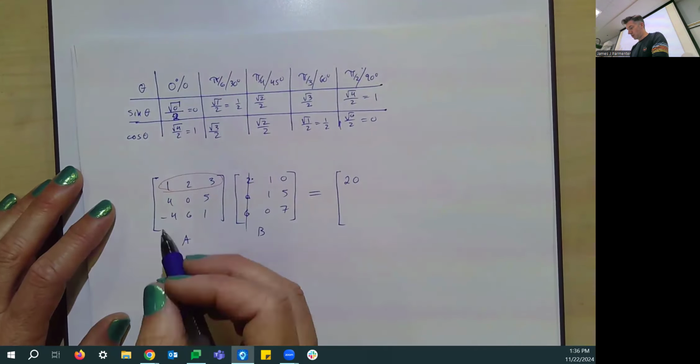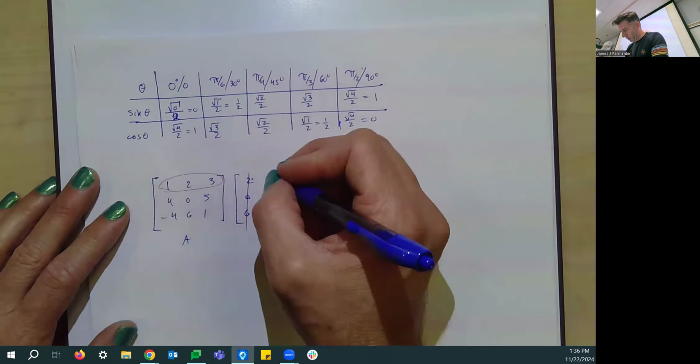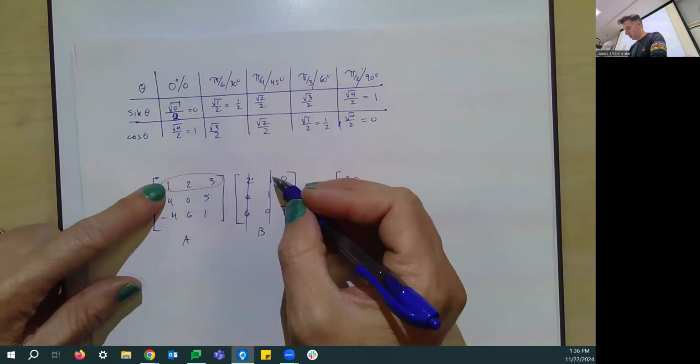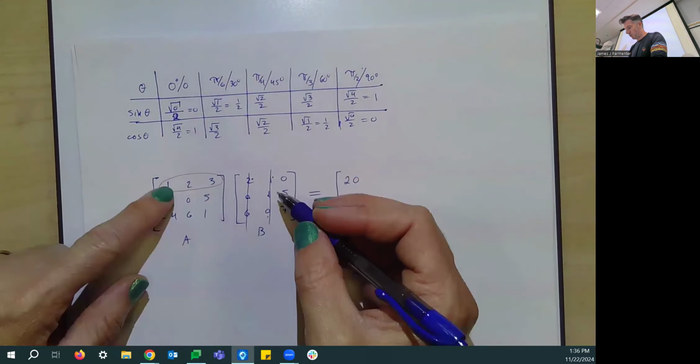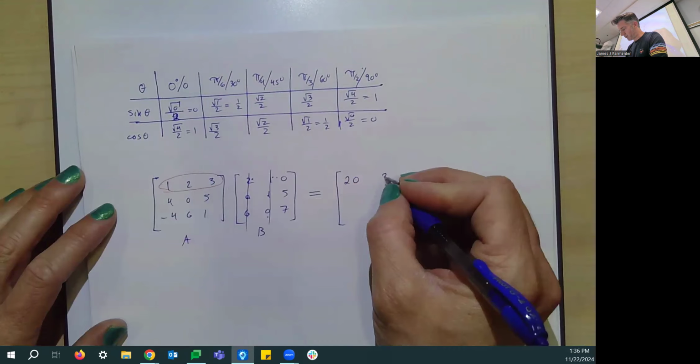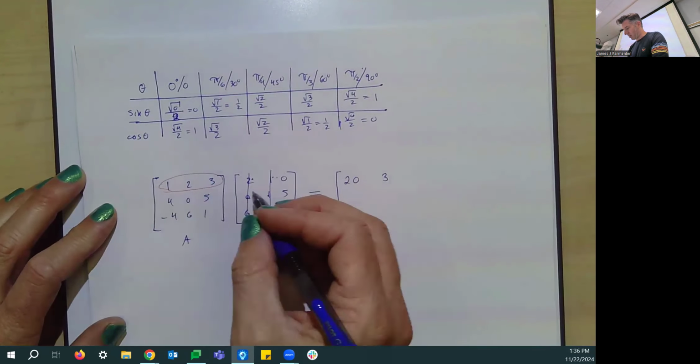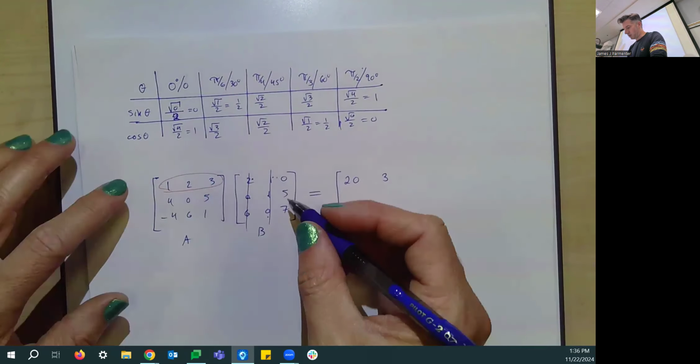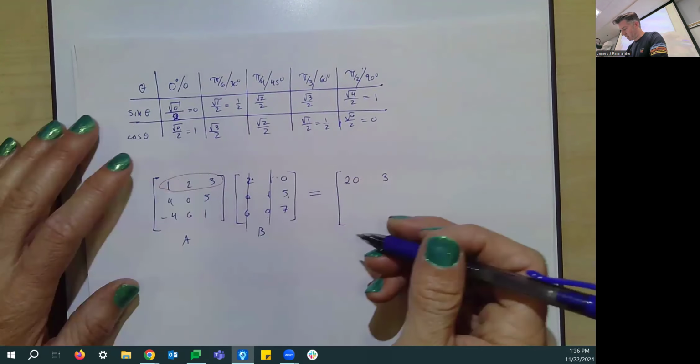And then we're going to do still the first row of A now with the second column of B. 1 times 1 plus 2 times 1 plus 3 times 0 is 1 plus 2 plus 0, which is 3. And then the first row of A dotted with the third column of B. 0 plus 10 plus 21 is 31.